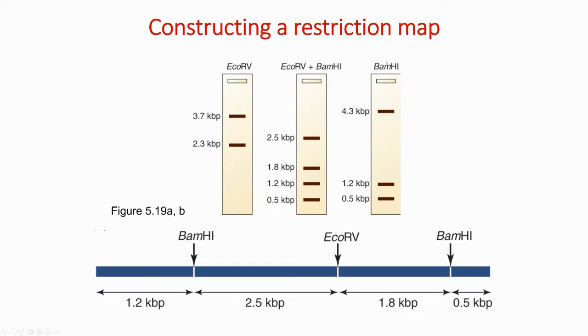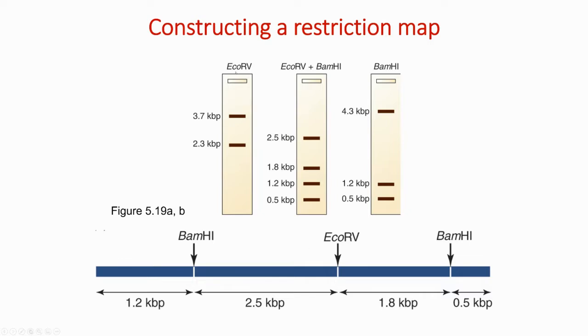Okay, and then you perform another single digestion, so you see 0.5, 1.2, 4.3, and so you know that 1.2 and 0.5 must be at both ends, and this 4.3 must be in the middle, right?